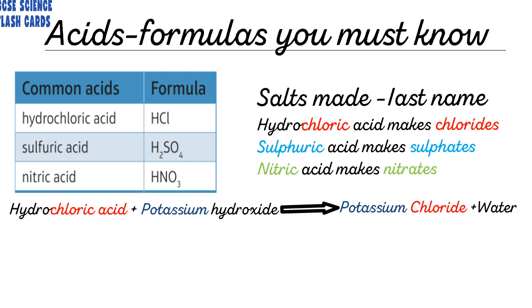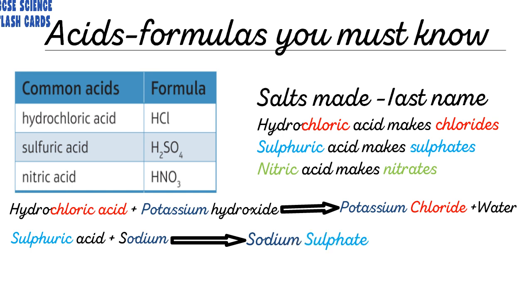Here's another one for you to try. What would be the name of the salt if sulfuric acid reacts with sodium? It would be sodium sulfate, and in this case it would be hydrogen, as you have an acid reacting with a metal.